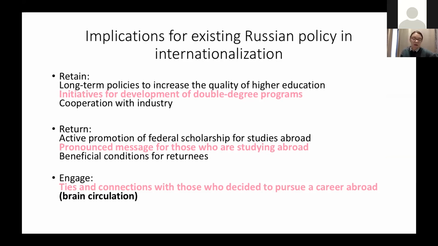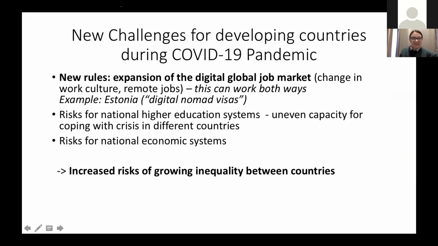And finally, the engagement policies include ties and connections with those who decided to pursue a career abroad, which is brain circulation. And as now a lot of sectors of industry are going online, this can be a real opportunity for Russia to prevent brain drain and to make its job market more internationalized. And now I'm moving to the final part of my presentation.